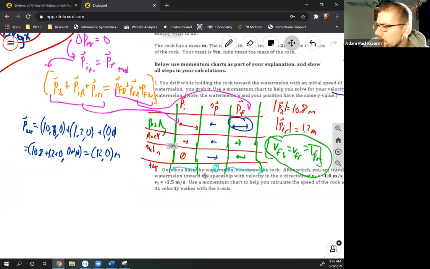Okay, so we've got 12, 0. Nice. Now for the rock, or not for the rock, sorry, that's the total. So now I'm interested in the right-hand side. I've found the value of this big light blue vector here.